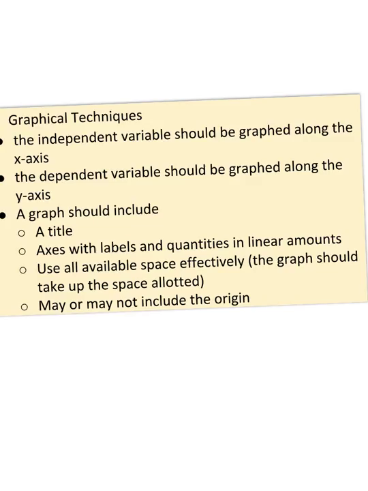Just some basic techniques. The independent variable should be graphed along the x-axis, and your dependent variable should be along the y-axis. Your graph should then include a title, your labeled axes, your quantities in linear amounts, and you should use all your space effectively. Your graph should take up the whole page allotted. And you may or may not include the origin on your graph depending upon what your range of data is.